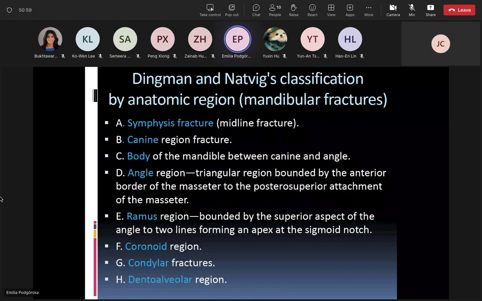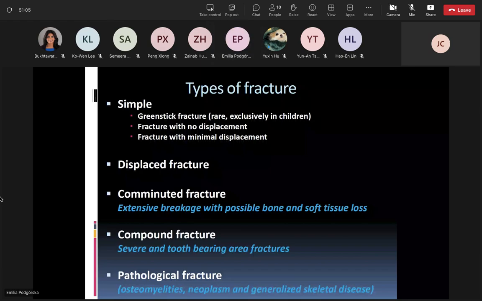Types of fracture: simple, greenstick fracture, rare, usually in children, fracture with non-displacement, comminuted fracture, extensive wreckage with possible bone and soft tissue loss, severe tooth-bearing fracture, and pathological fracture, osteomyelitis, neoplasia, and generalized skeletal disease.